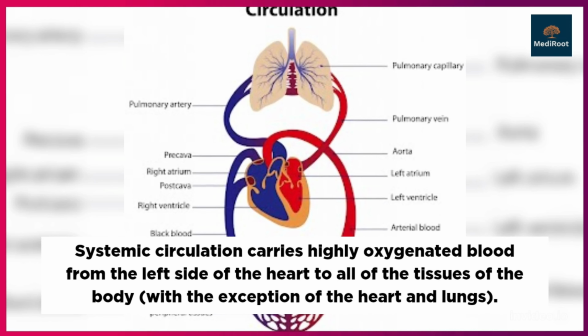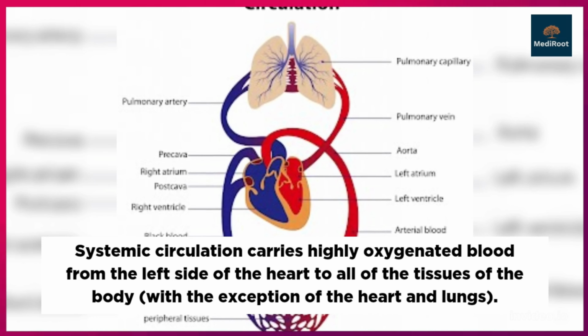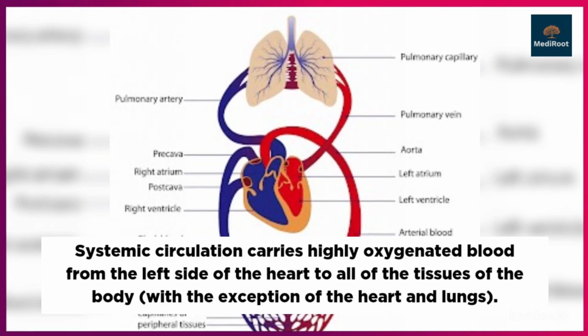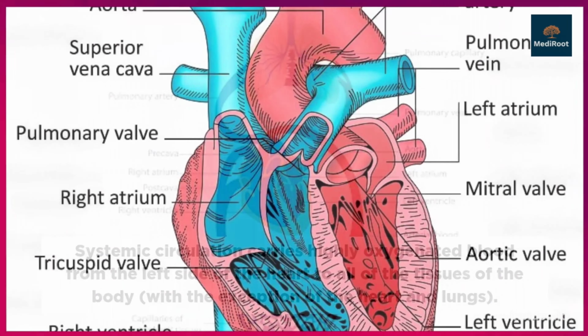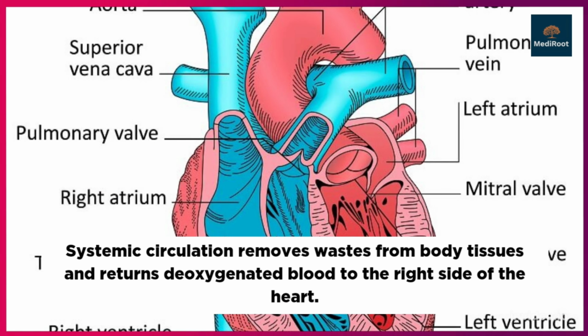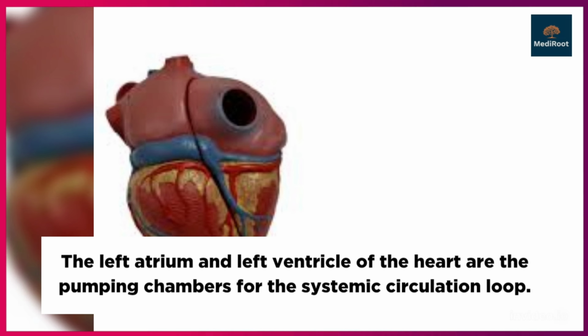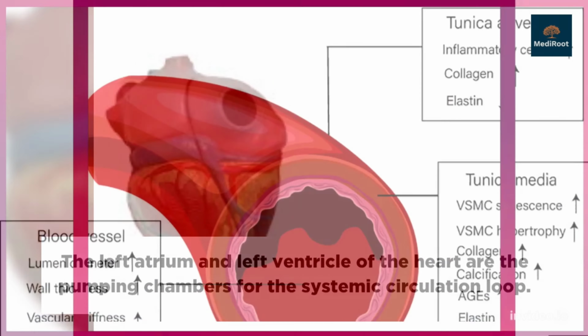Systemic circulation carries highly oxygenated blood from the left side of the heart to all of the tissues of the body, with the exception of the heart and lungs. Systemic circulation removes wastes from body tissues and returns deoxygenated blood to the right side of the heart. The left atrium and left ventricle of the heart are the pumping chambers for the systemic circulation loop.